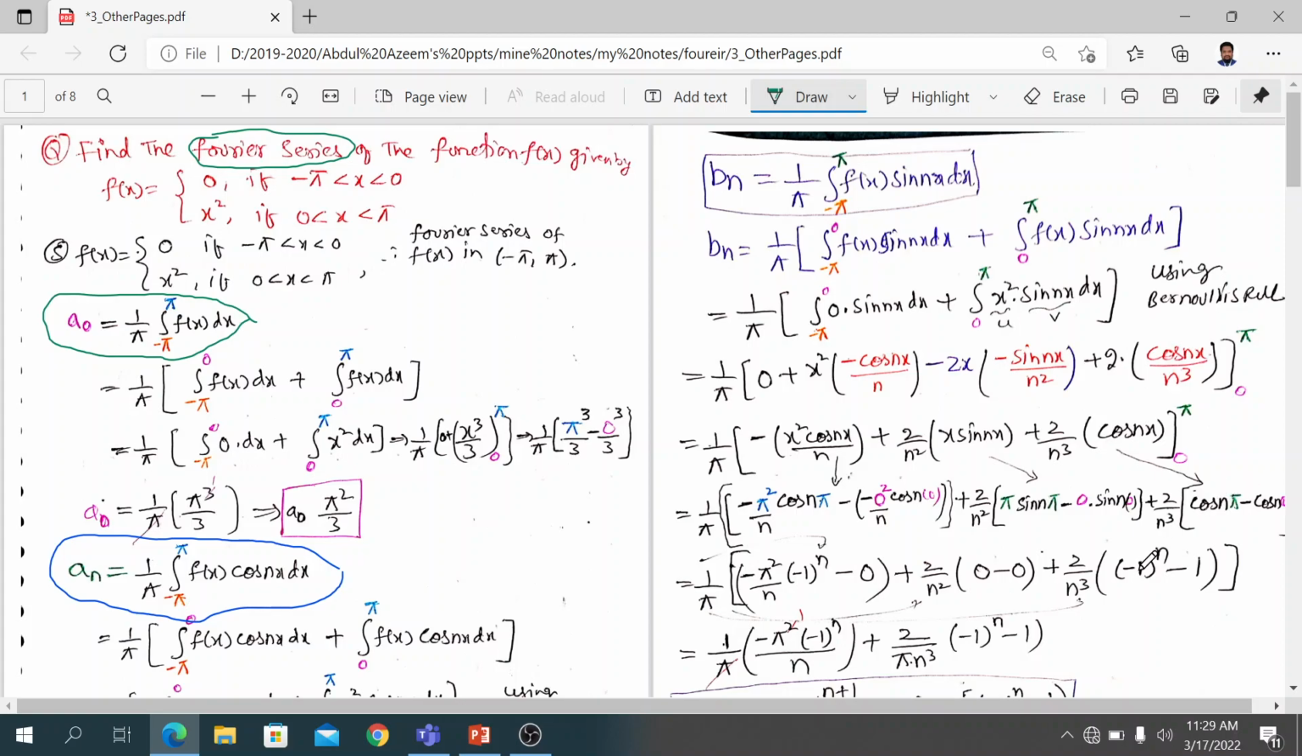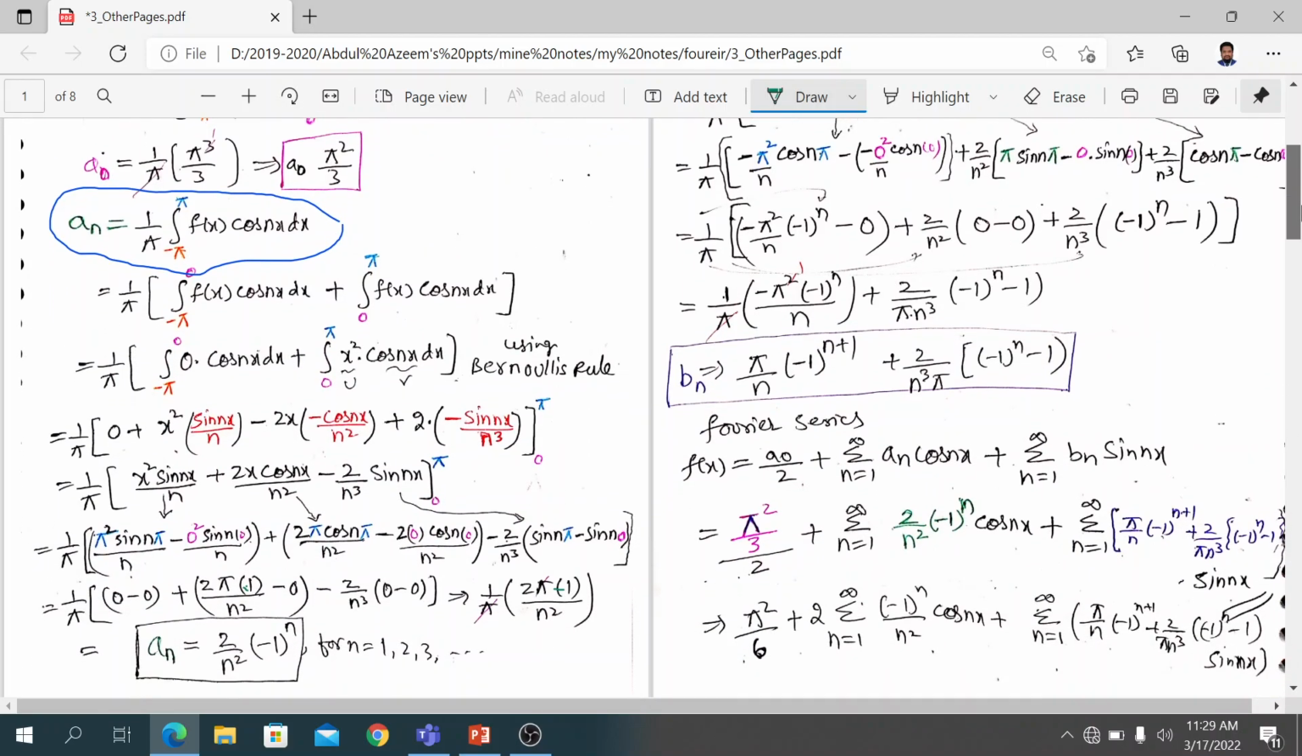What is the cos n pi value? Minus 1 power of n, minus cos 0 which is 1. So now multiply this 1 by pi into this one here, 1 by pi into 2 by n cube, 2 by pi n cube. Now just see, here 1 by pi, this pi and 1 pi cancel, so minus 1 into minus 1 power of n, minus 1 power of n plus 1, bases are same, power should be added, plus 2 by n cube, minus 1 power of n minus 1 as it is. So this is our bn value.